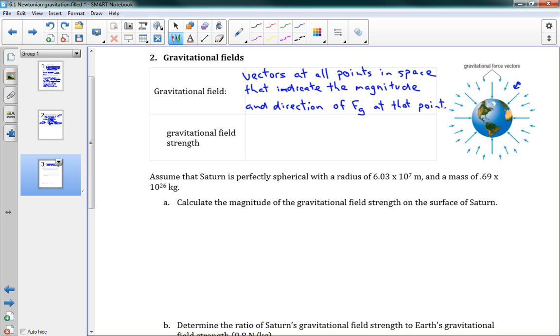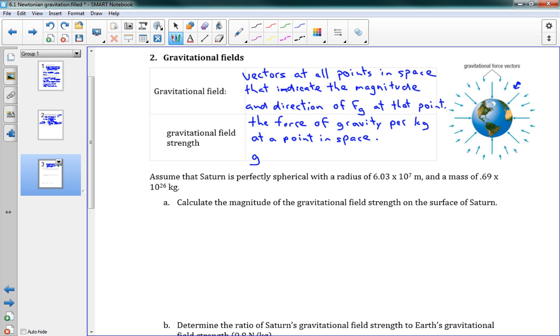Okay, and so then along with that we talk about the gravitational field strength, and this is where we say just the magnitude, how strong is it at that point. So this is the force of gravity per kilogram at a point in space. So there are different gravitational field strengths for different locations.